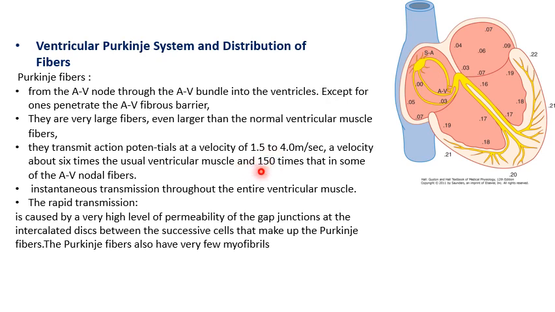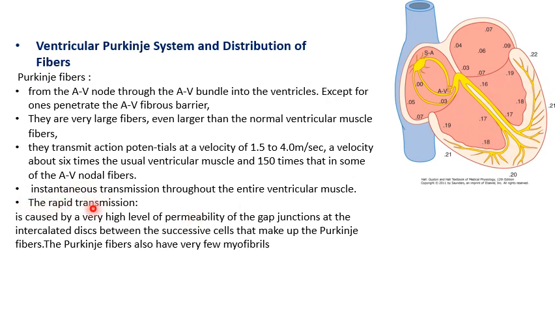And it is also 150 times that in the AV node, because we know that the AV node is very slow. The conduction is very slow. So it's way faster than the AV node conduction. And this fast conduction in the Purkinje system allows almost instantaneous transmission through the entire ventricular muscle. So this fast transmission allows the impulses to be transmitted to the whole ventricular walls very fast.